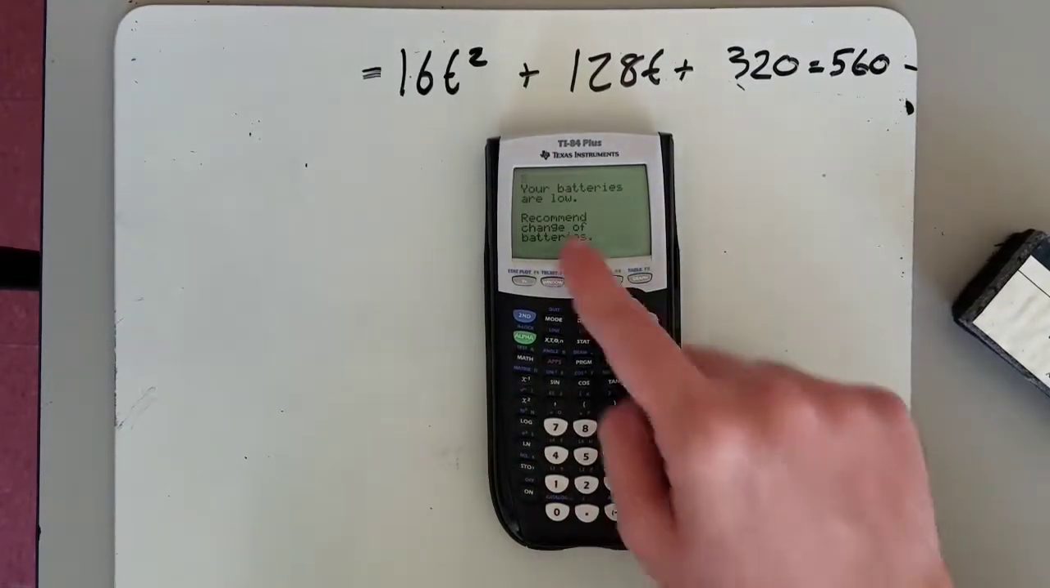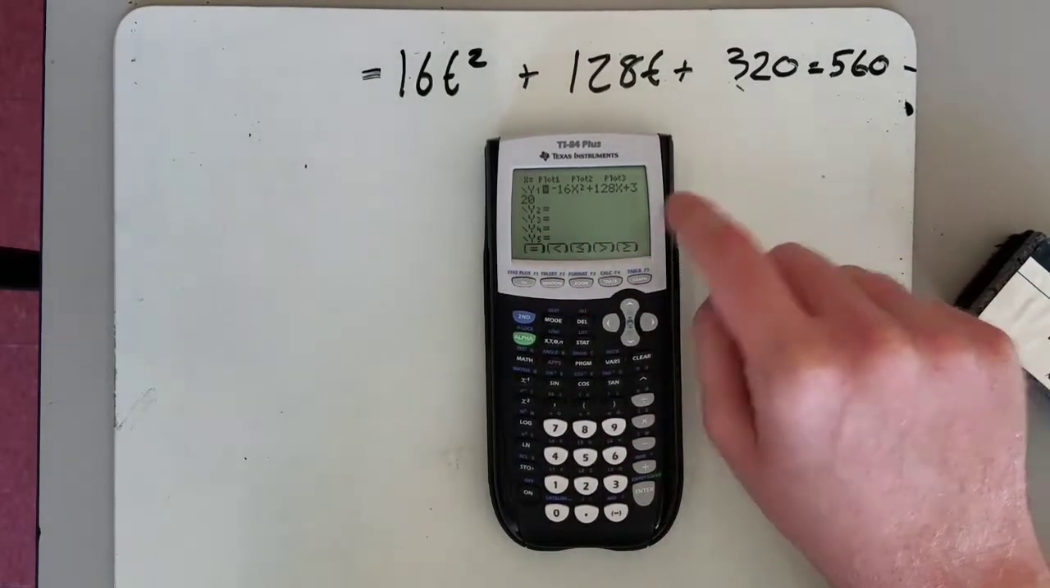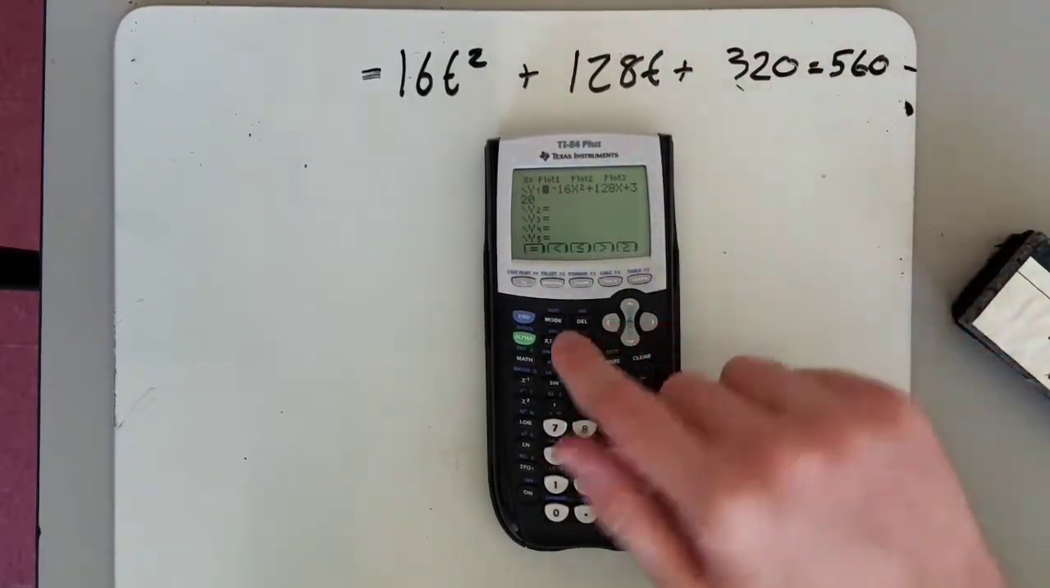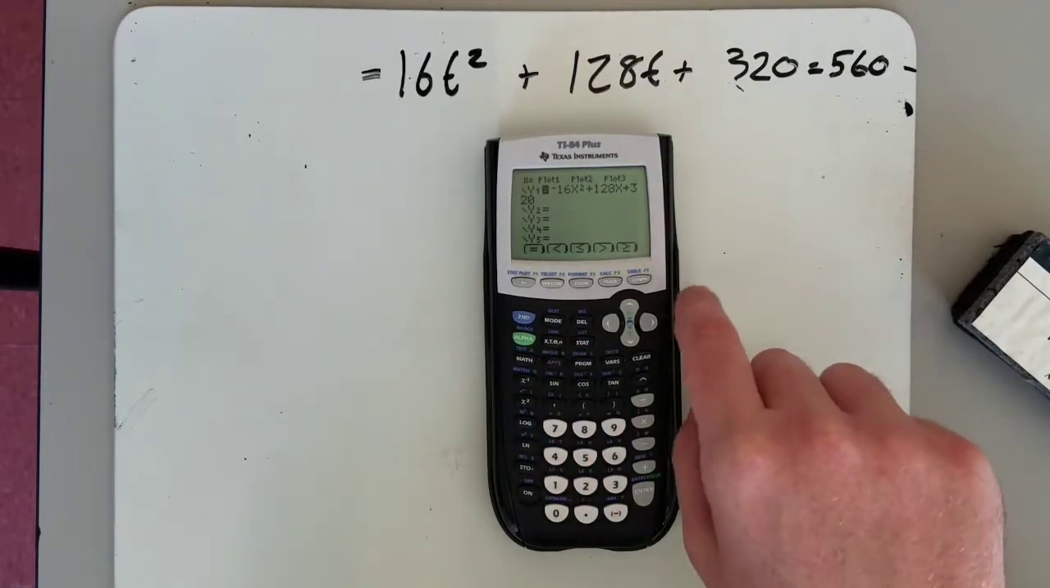You turn it on, you replace your batteries when needed. You plug in your function. X is t. It's just something you have to remember. Here's your variable button. It's X, T, theta, n. And then you're going to go to your graph.